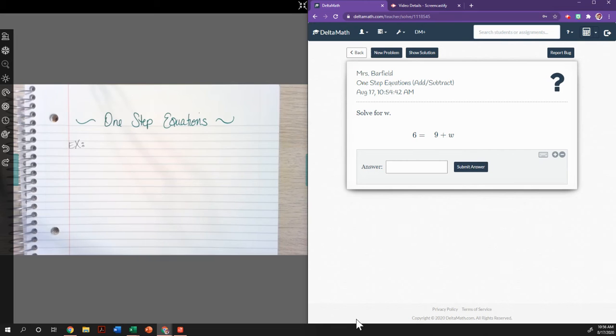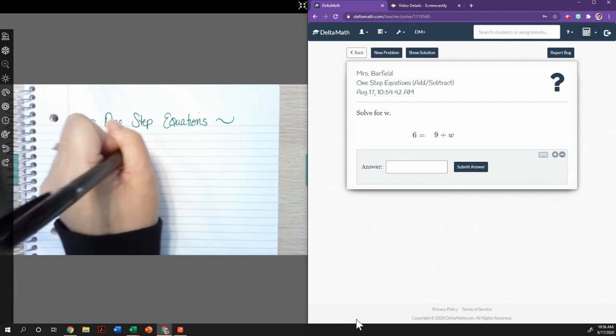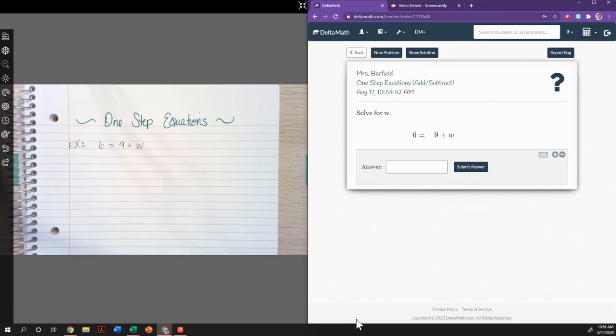Okay. All right. So if I'm looking here, I've got 6 equals 9 plus W. Now I know a lot of different teachers have different approaches to solving equations, but I do not rewrite the problem from the beginning in a different way. I take the problem as it was given to me and I solve it.